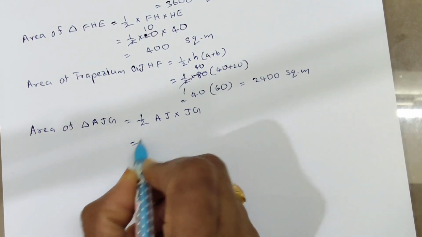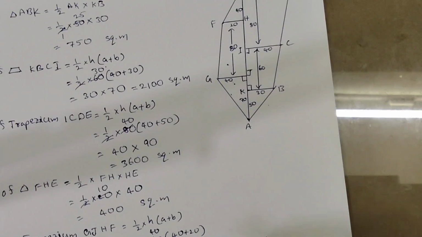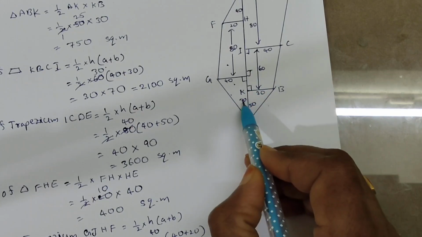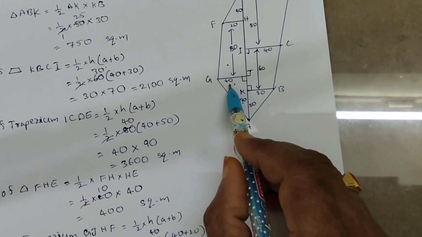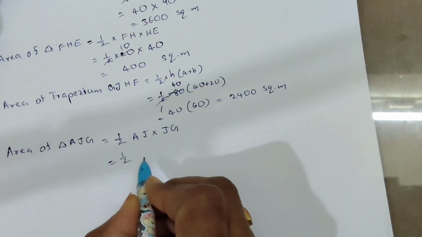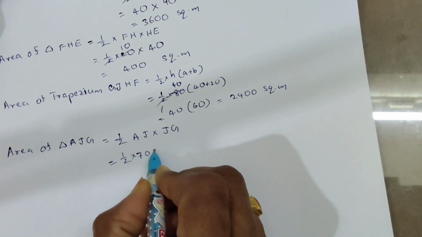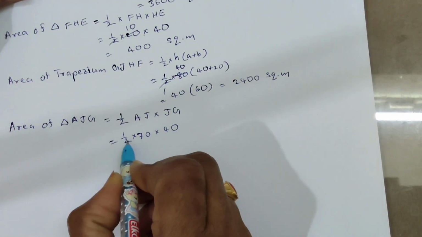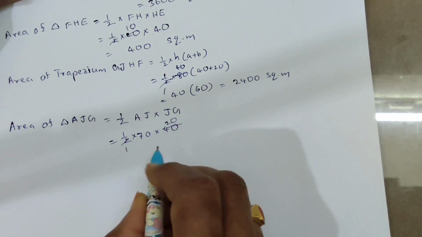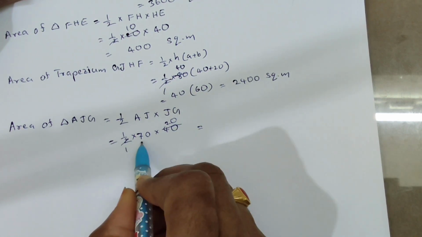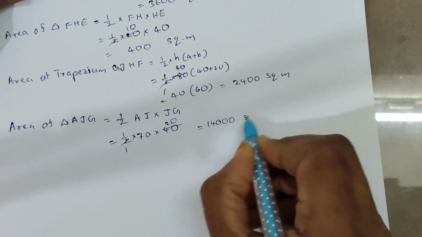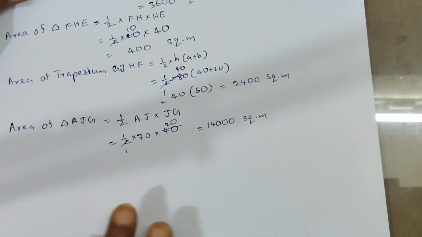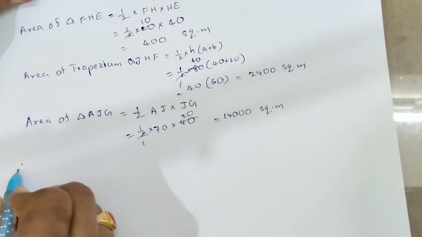So now here 1 by 2 AJ is equal to, here A to J is 70 meters and J to G is equal to 40 meters. So now here 70 into 40 meters. So here 2 ones are 2, 20s are. Here 70 into 20, 1400 square meters.